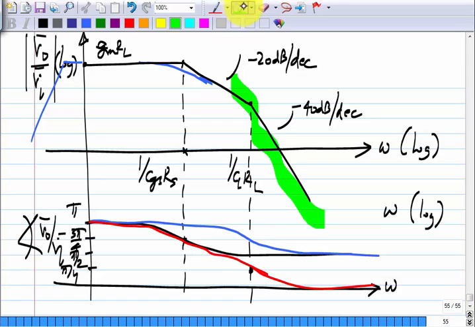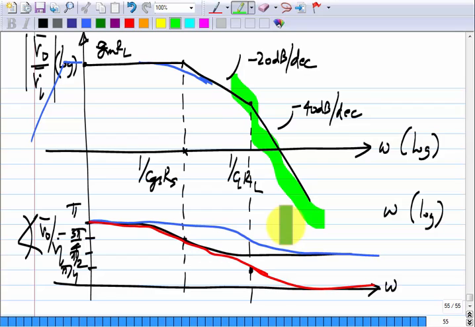If the poles are very far apart, then at the pole values you will have a phase lag of 3 pi by 4 and pi by 4. But if the poles are close together, you can't distinguish between those two regions. Right now, this is just an exercise.